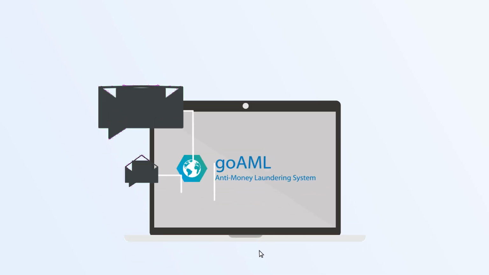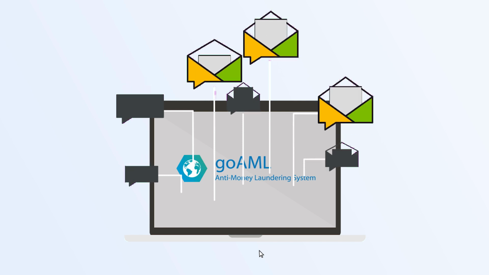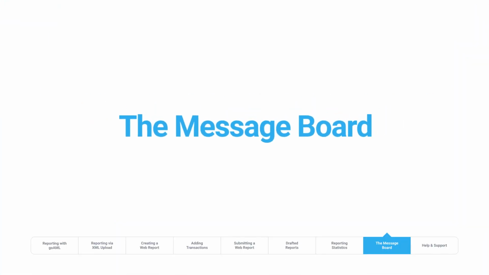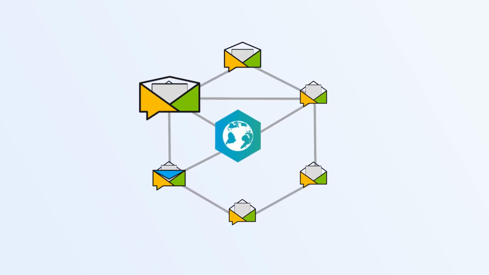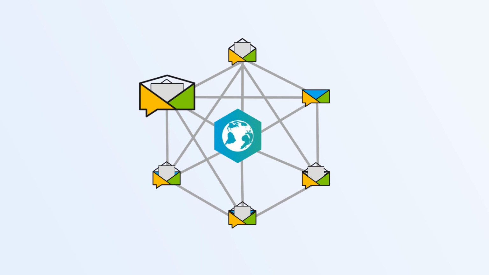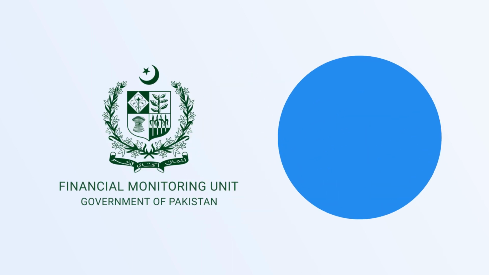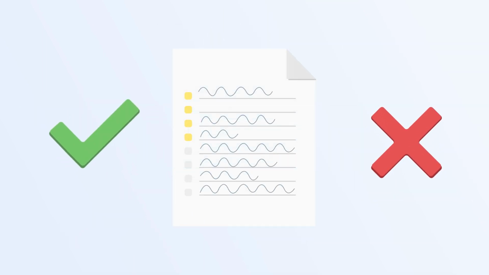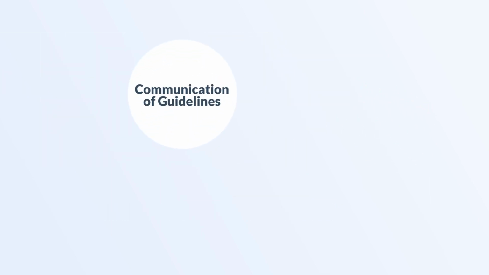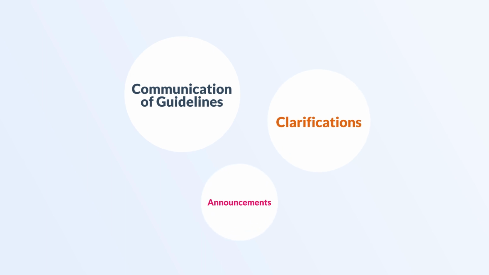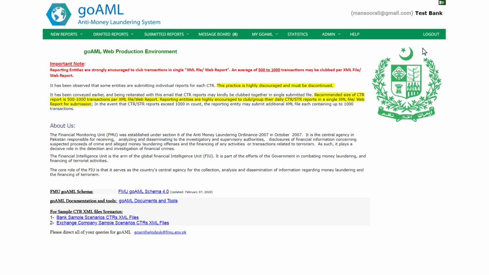goAML also provides access to message board to a registered organization. The goAML message board is an internal and secure communication system which can be used for exchange of messages between FMU and the reporting organization. It generates automated, instant system messages regarding acceptance or rejection of goAML reports, along with acknowledgements of the reports and communication of guidelines, clarifications, announcements, etc. from FMU's side. To access the message board, click Message Board on the top navigation bar.